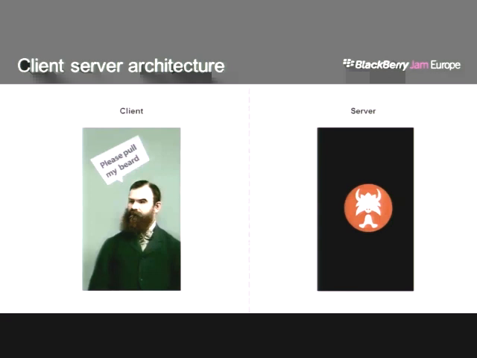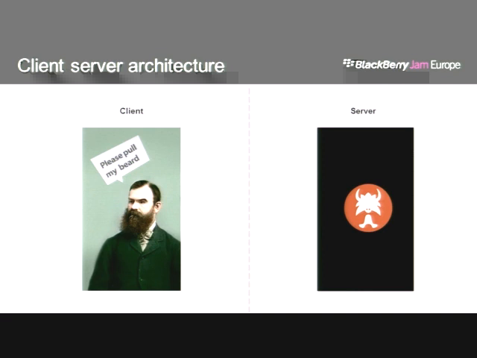The first one is a client-server architecture. I have 2 slides explaining the same thing here, because it's so hard to draw something that looks good. I'm going to go through it. Basically, we have a client thread. This is where your application is. All your application code is in the client thread. We have a server thread, which is where Cascades resides. You cannot do anything in the server thread.